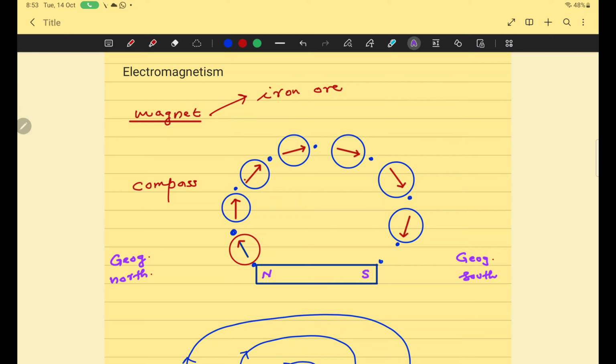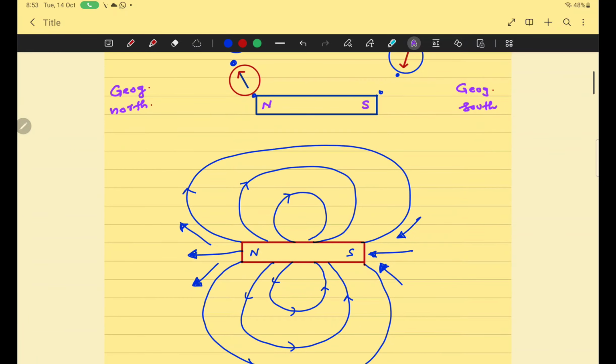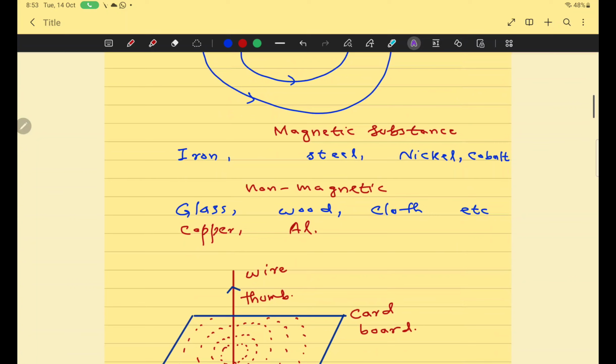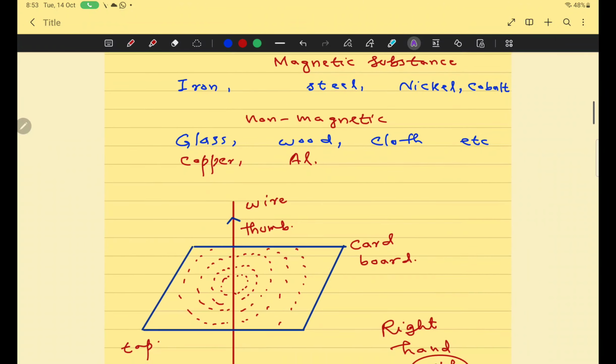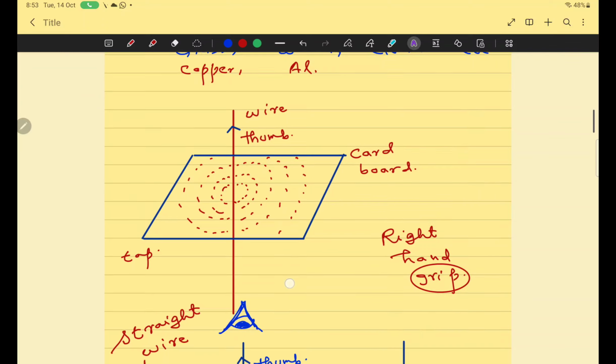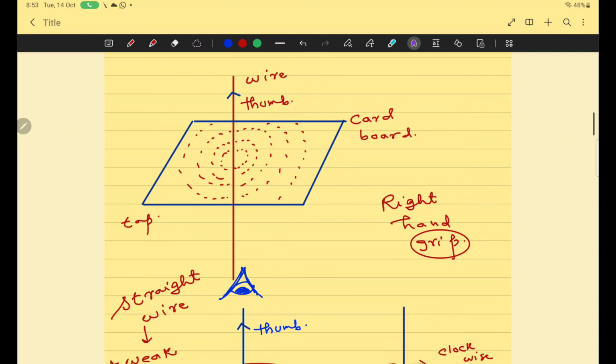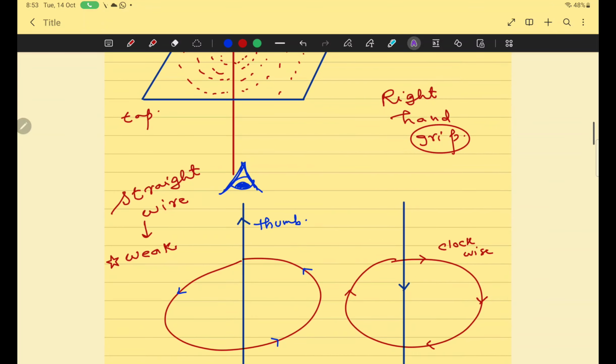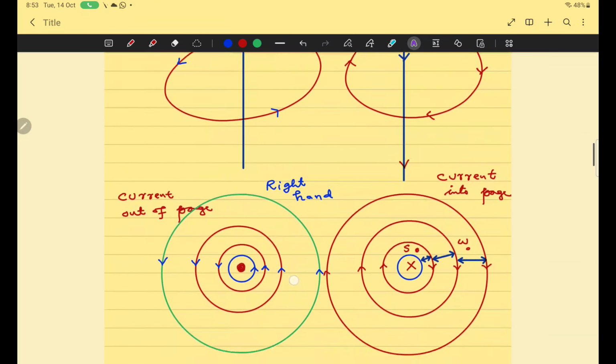There is a magnetic field around the bar magnet, and this magnetic field you can draw with the help of a magnetic compass. These are magnetic materials: iron, steel, nickel, cobalt. Non-magnetic materials, which are not attracted by a magnet: glass, copper, aluminum, cloth, etc. When electric current passes through a wire, there is a magnetic field around the wire, and the direction of the magnetic field can be determined by the right hand grip rule.